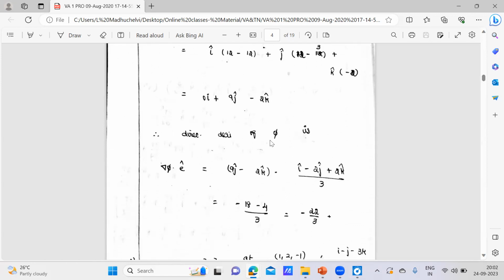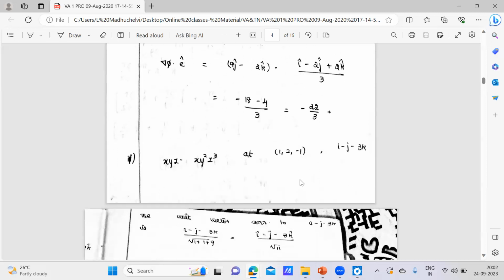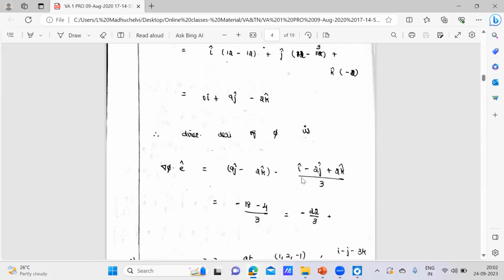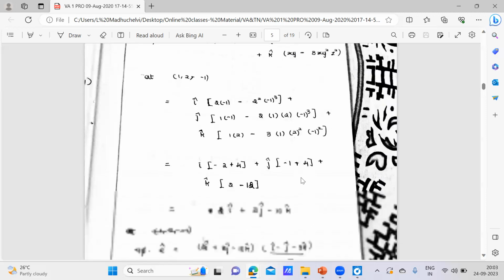Then the directional derivative of phi is del phi dot e, that is (9j minus 2k) dot (i minus 2j plus 2k) by 3. By using the dot product, we get 9 into minus 2, that is minus 18, minus 2 into plus 2, that is minus 4, by 3. That is equal to minus 22 by 3. That is the answer: the directional derivative of phi is minus 22 by 3.